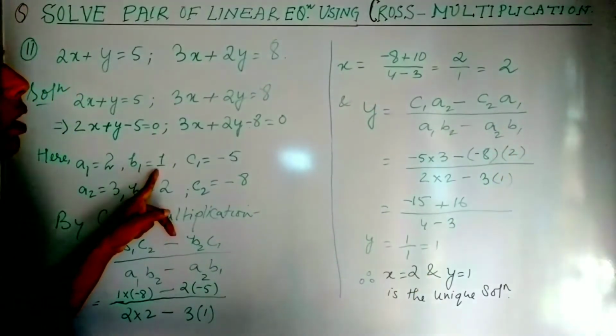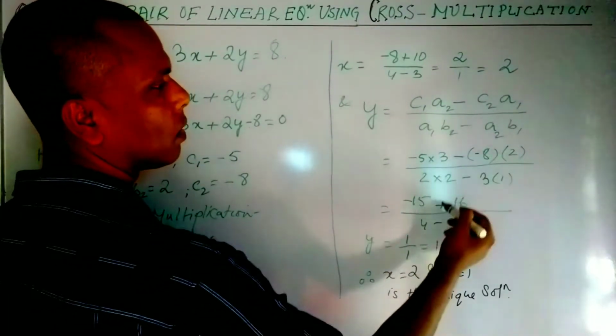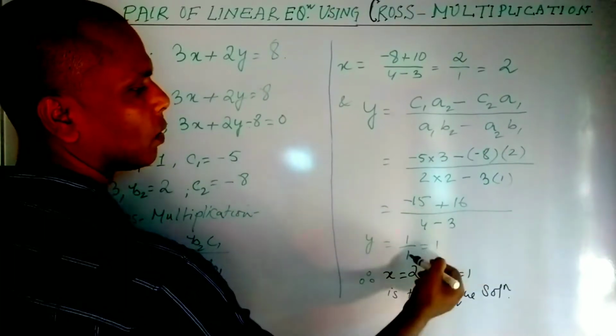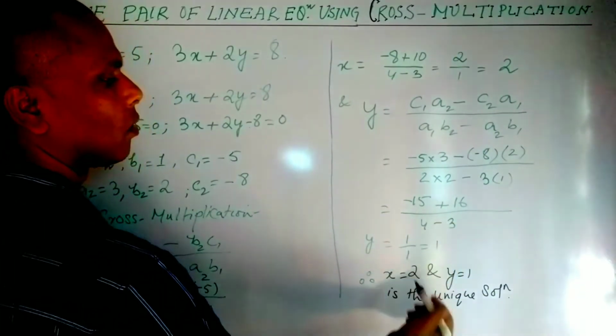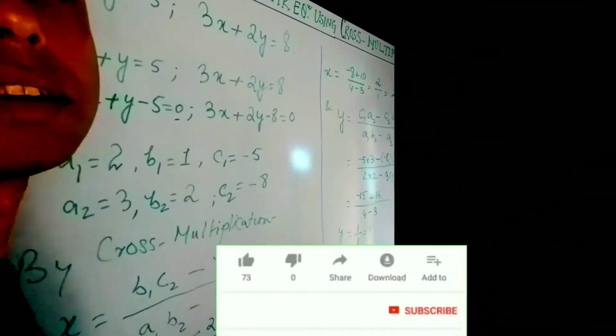is 1. Then we calculate 5 3 is 15, minus into minus is plus, 8 2 is 16, 16 minus 15 is 1, 4 minus 3 is 1, 1 divided by 1 is equal to 1. Therefore x equal to 2 and y equal to 1 is the unique solution.